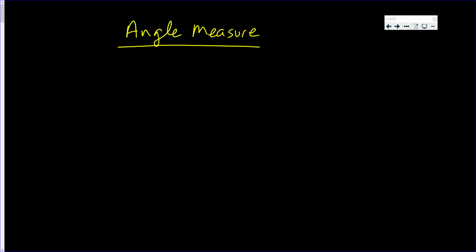Angle measure. The first thing we're going to talk about here is: what is a coterminal?